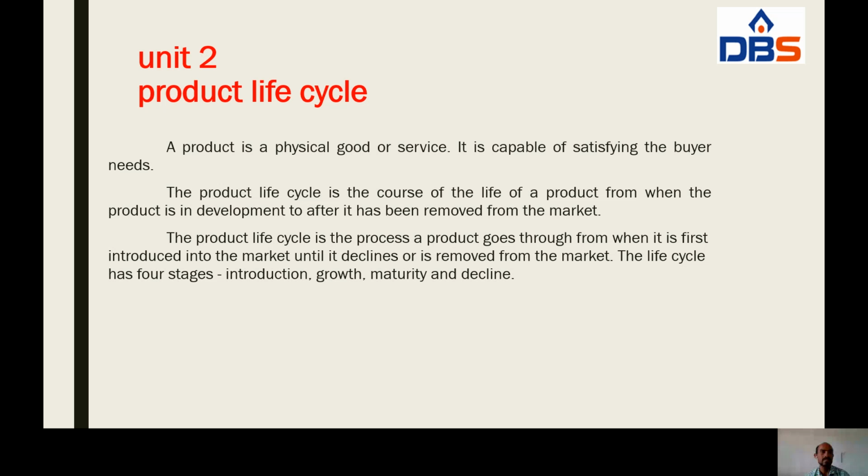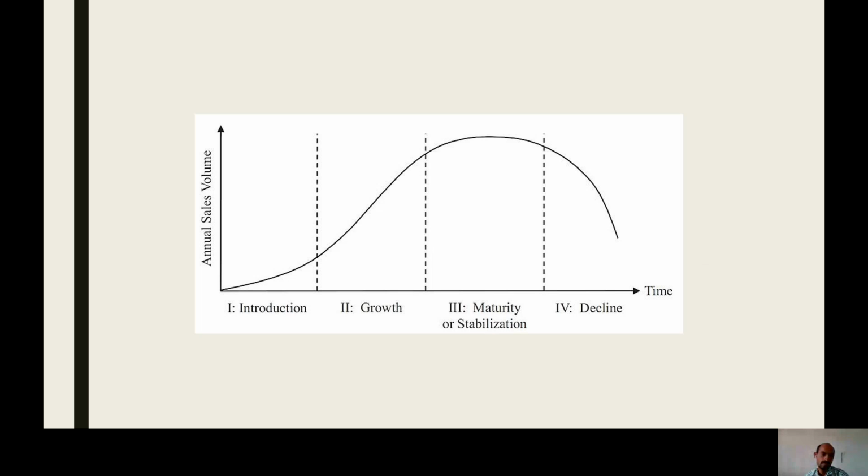This is a graphical representation of product life cycle. These are all the 4 stages. First one introduction, second one growth, third one maturity or stabilization, and the fourth one decline. This is the graphical representation of product life cycle.